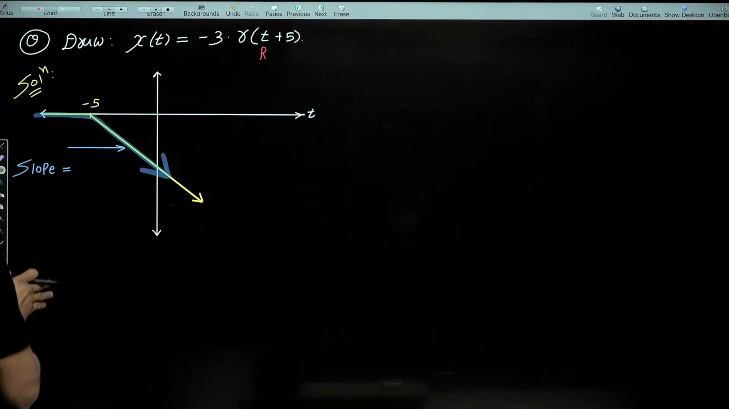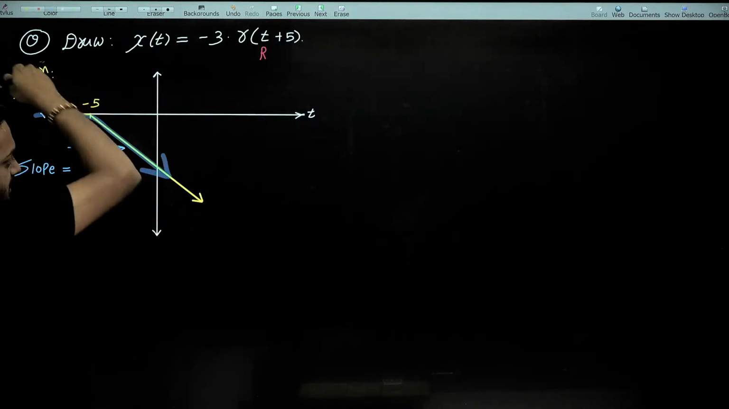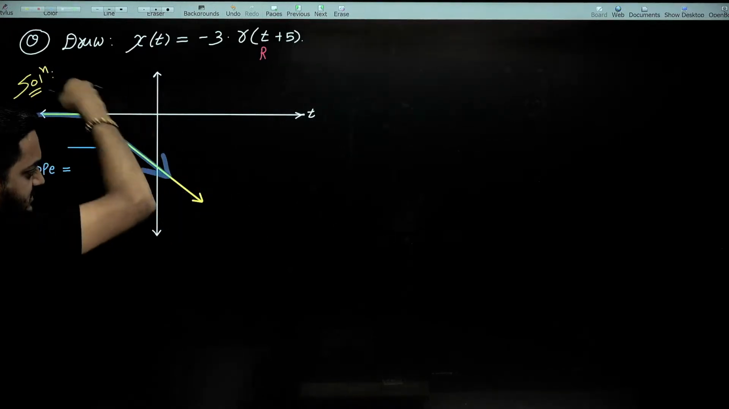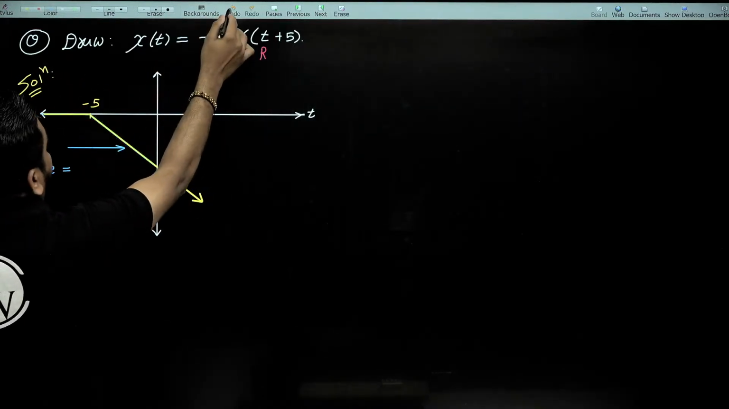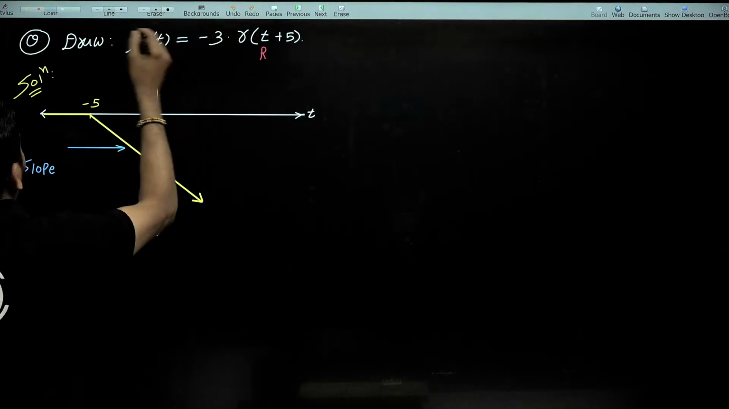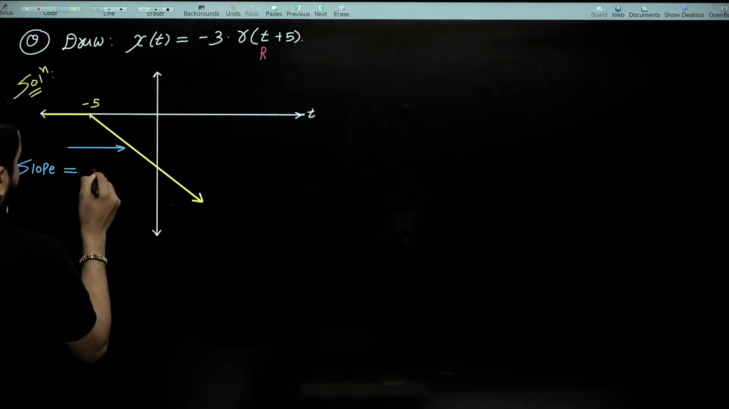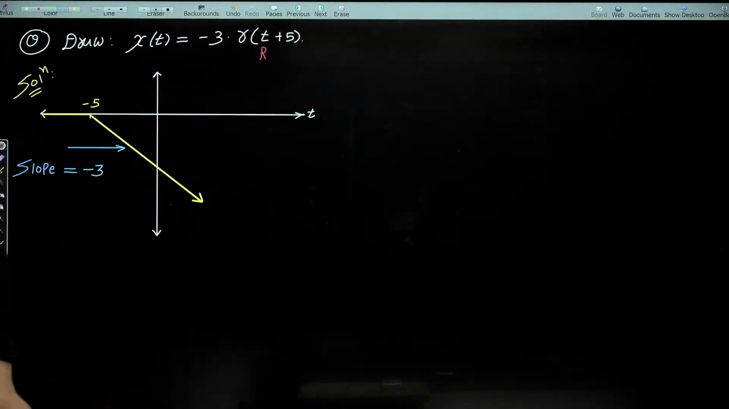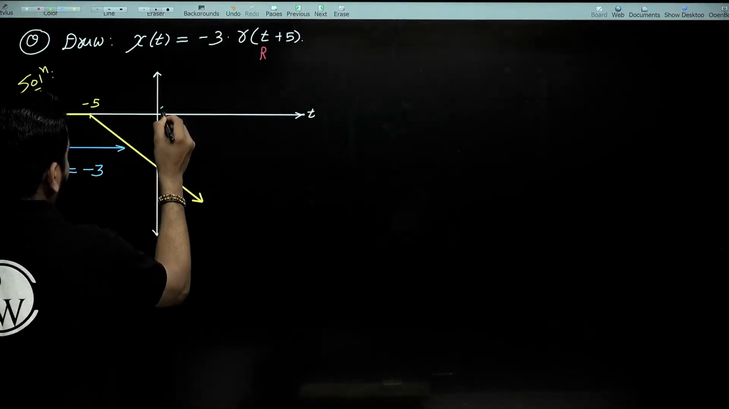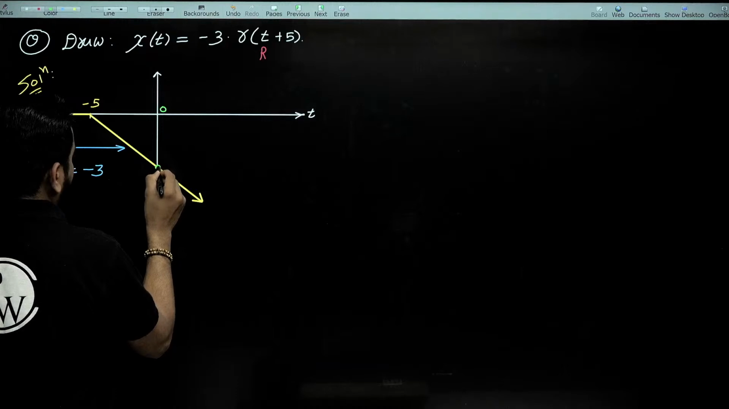Left to right, as you are moving from t equal to -∞ to +∞, from -5 it is decreasing, guys, decreasing. That's why it has negative slope, and the value of the slope will be -3, guys. Correct.